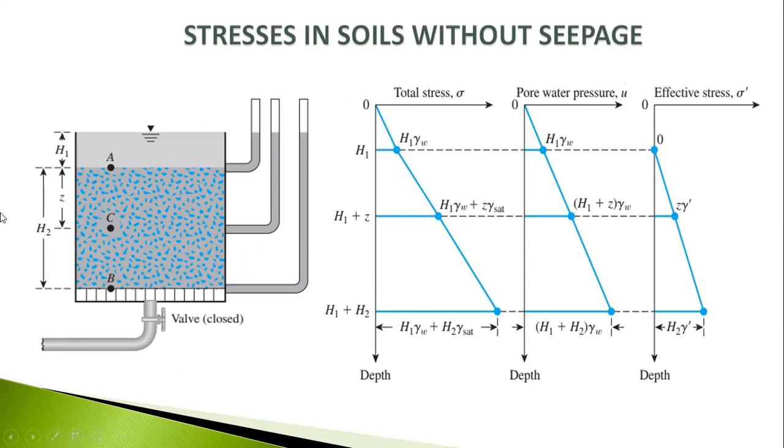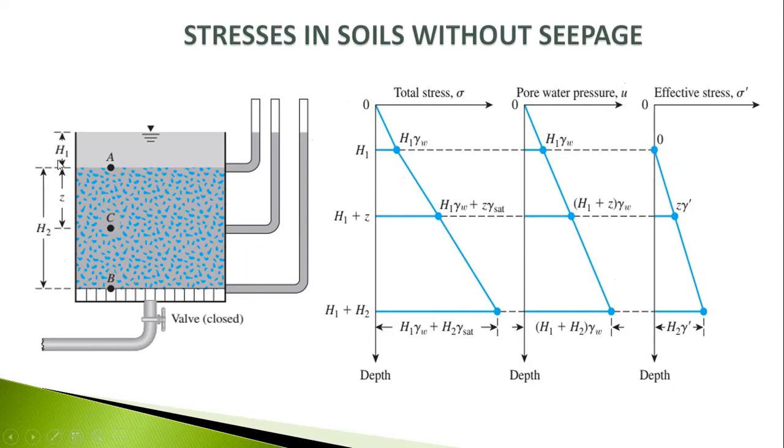So for B portion, sorry, for 0, there is no height, so water pressure is 0. For this portion, the water pressure will be the same, H1 gamma W. This is actually the pore water pressure. For C portion, we will find this height H1 plus Z, and we are calculating water pressure, so there will be only gamma W. There will be no gamma sat, no gamma prime. You have to just remember these things.